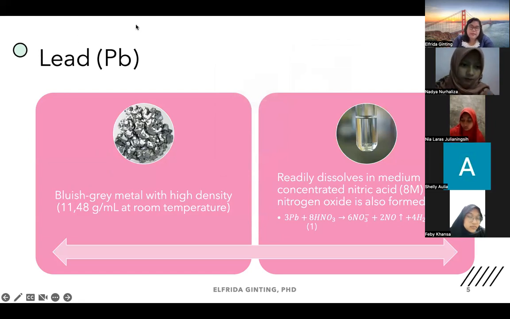Lead or Pb. At room temperature, plumbum or lead has a physical appearance like the one I put in the picture in the slide. It is a bluish gray metal, and it has high density. The density is 11.48 gram per milliliter at room temperature. Okay.